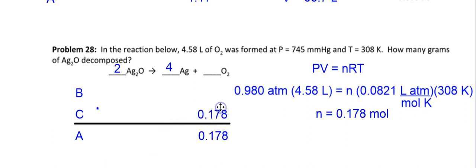Well, guess what? That's how much my C is. So I needed this number right here, so I can go 0.178 divided by 1 times 2, and that's where I got 0.356. So that's obviously how much I've had, assuming this reaction goes to completion. So now I have that many moles of silver oxide. So can I figure out how many grams? Yes, I can. Why don't you go ahead and do that? Pause it, figure it out, and come back when you're done.